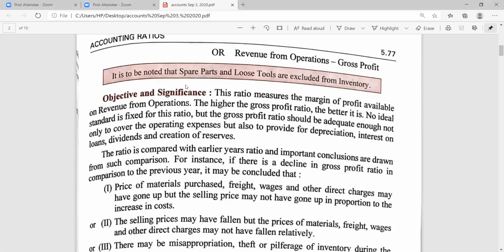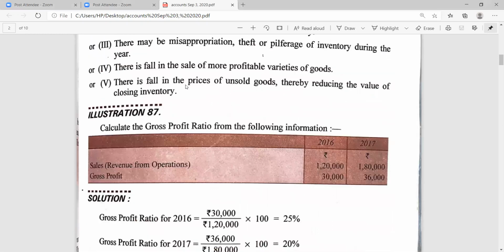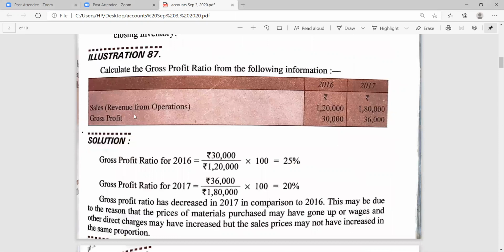So, let's see the practical part, then it will be clear to us how the gross profit ratio is to be calculated in this question. Simply the sales, that is revenue from operation, and GP are given to you straightforward. You have to calculate the GP ratio for both years, that is 2016 as well as 2017. And the formula to be applied is GP upon net sales multiplied by 100.